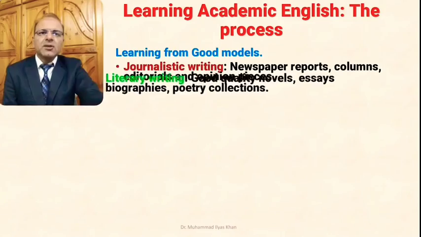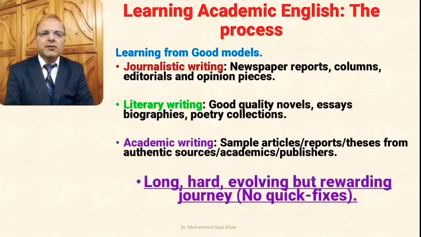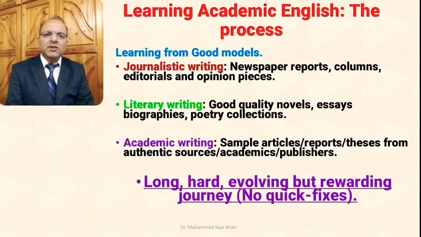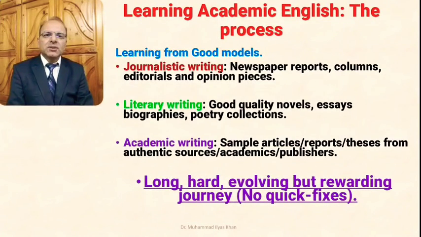And towards the end of it, the process also includes learning from good models. So, for example, someone who wants to learn journalistic writing might see models in the form of newspaper reports, columns, editorials, and opinion pieces. Similarly, someone who is interested in learning literary writings might find good quality novels, essays, biographies, and poetry collections as good models or samples that they can follow.